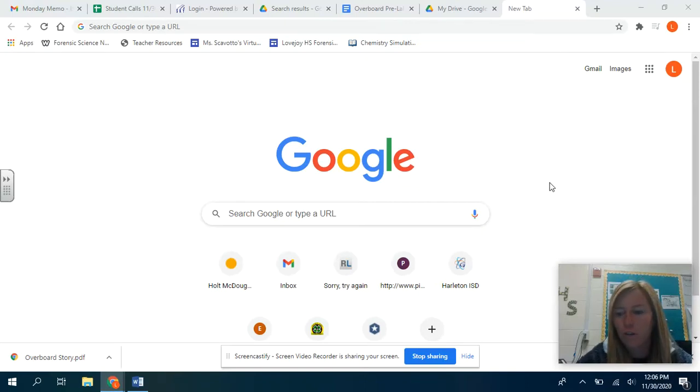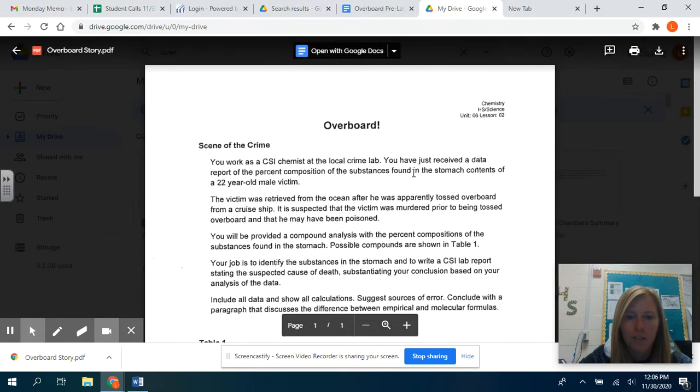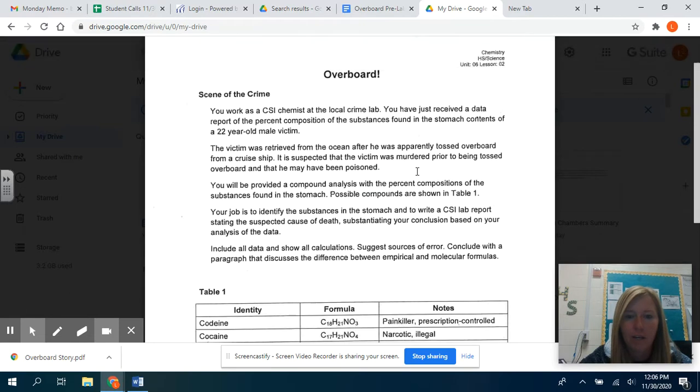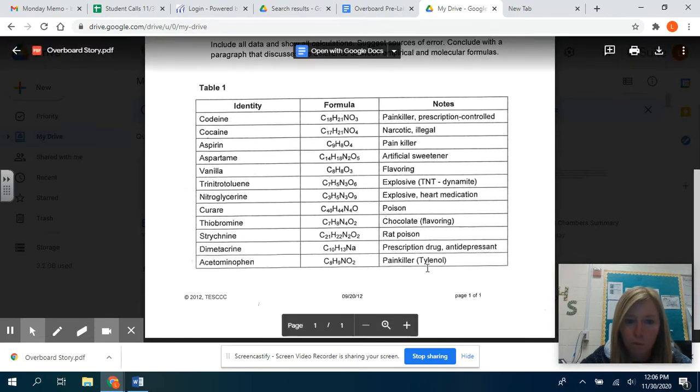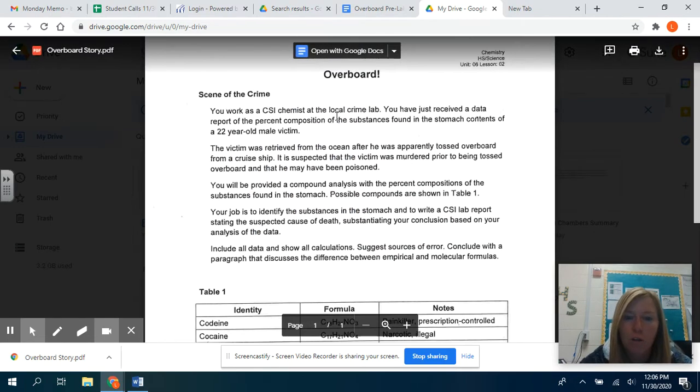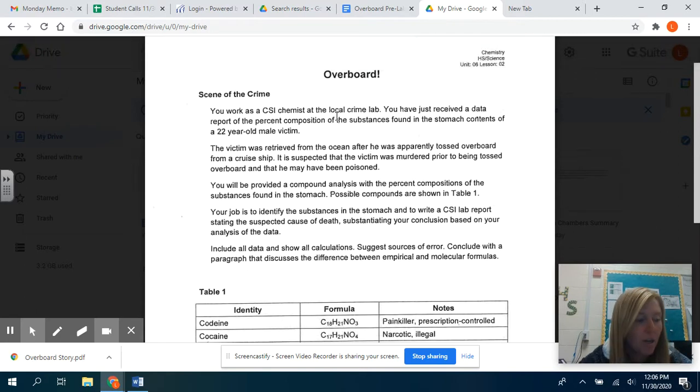Okay, here are your instructions for your Overboard Lab that you're going to be working on Wednesday, Thursday, and Friday. Here is the main document that explains what's going on and possible formulas for your substances. All right, so I'm going to go through all of this and explain it to you. We are still going to do it in a lab format.